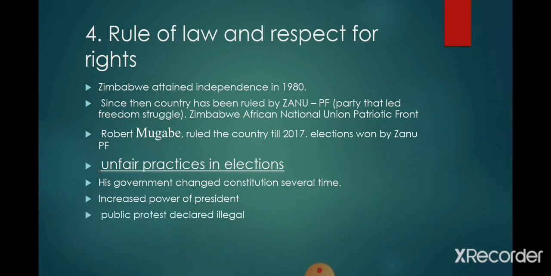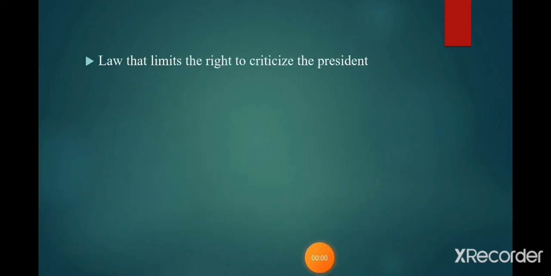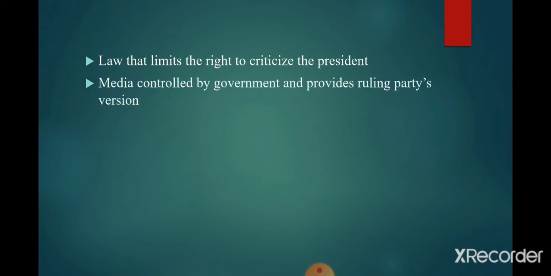and public protests were declared illegal. So the opposition party workers were harassed and their meetings were disrupted. There was a law that limits the right to criticize the president. The president is protected with a particular law; he is above all. The media is controlled by the government and provides the ruling party's version.